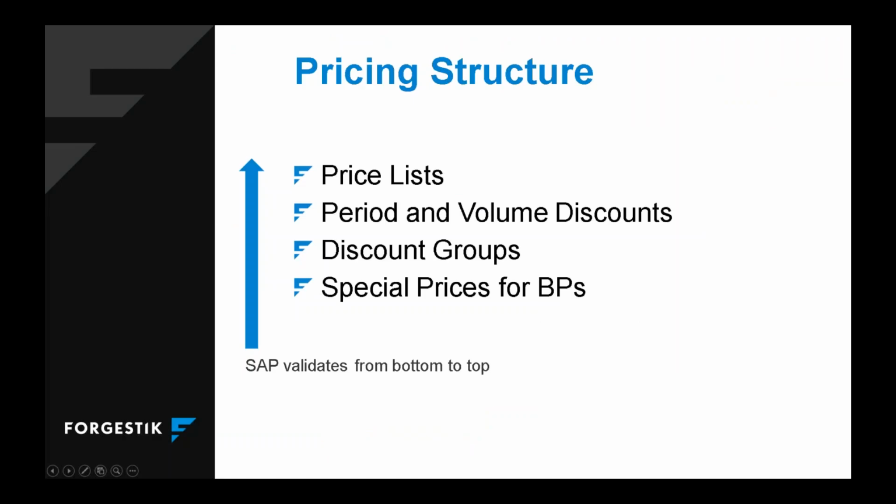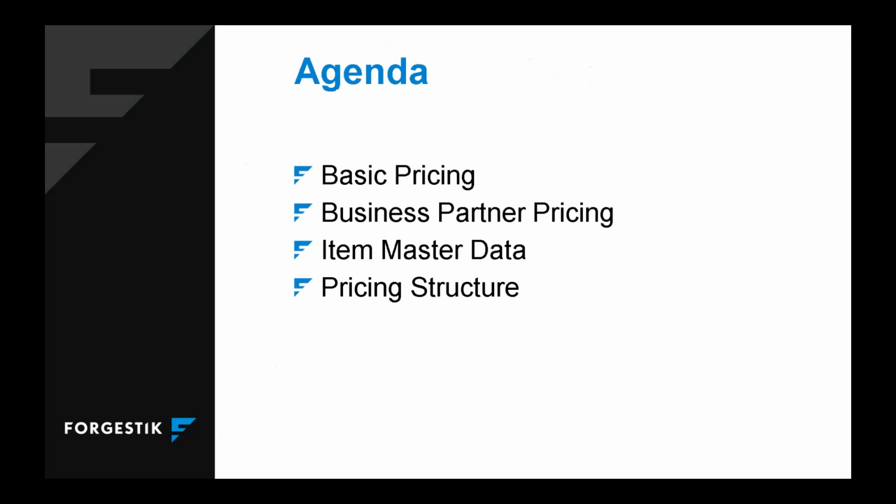information. So we have the price lists, period and volume discounts, discount groups, and then special prices. I've shown you how to work with those. We talked today about basic pricing with price lists in the inventory price list folder. We talked about how to assign business partner pricing and the source of pricing, which is payment terms, customer groups, or manual. We showed you how to do item master data with the prices and how to update them one at a time on a specific SKU, and we talked about pricing structures for discounts.